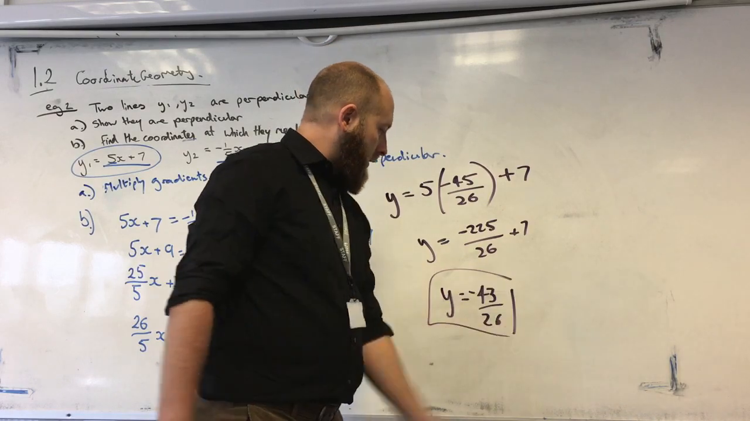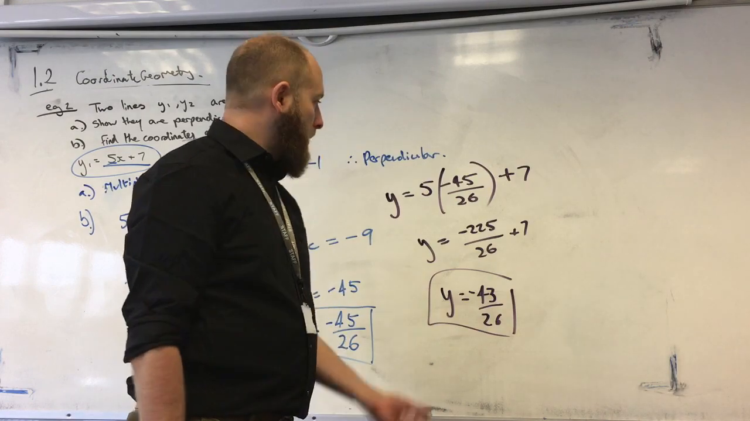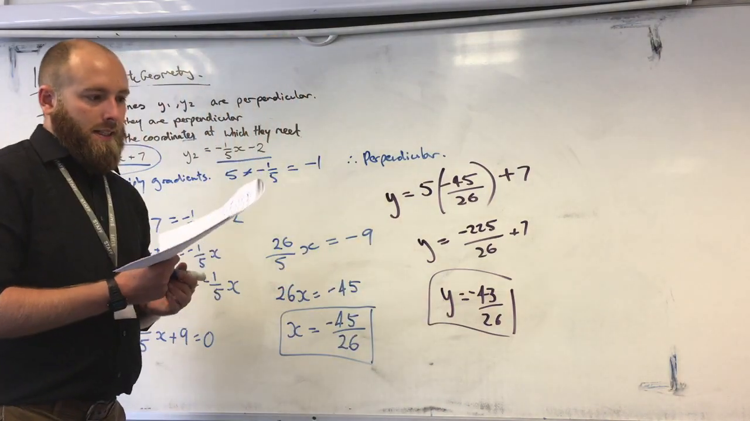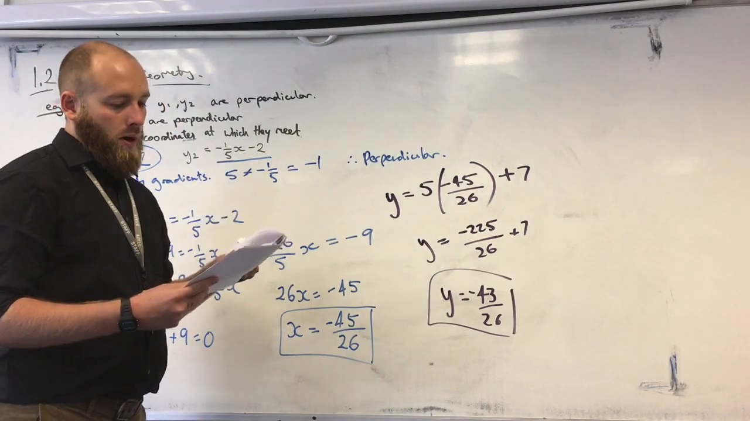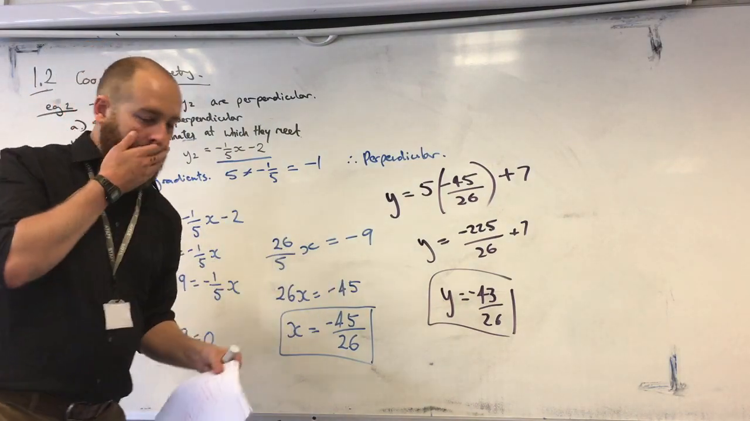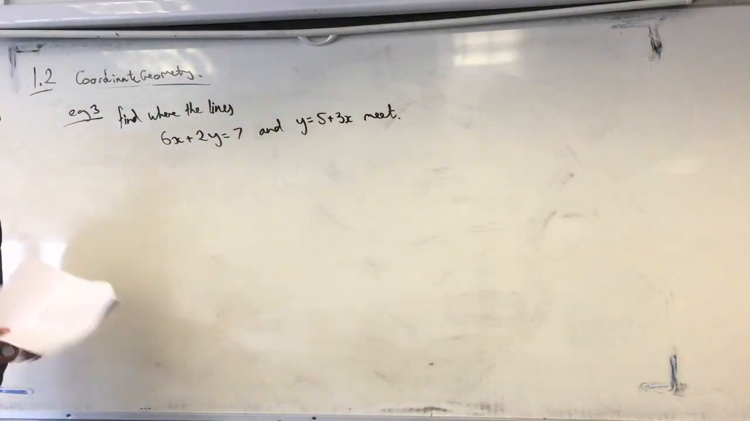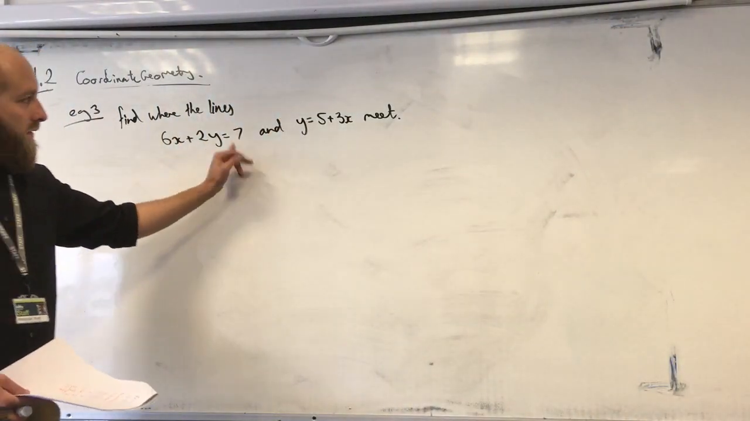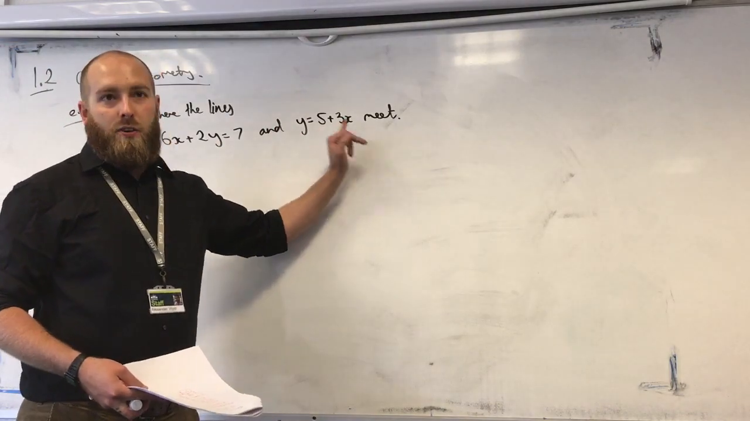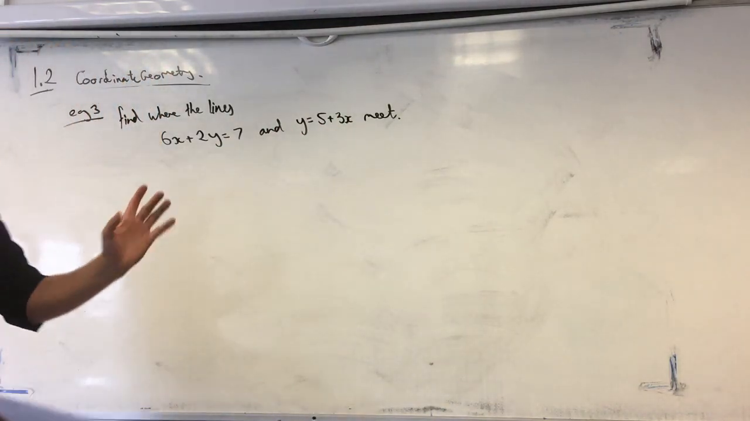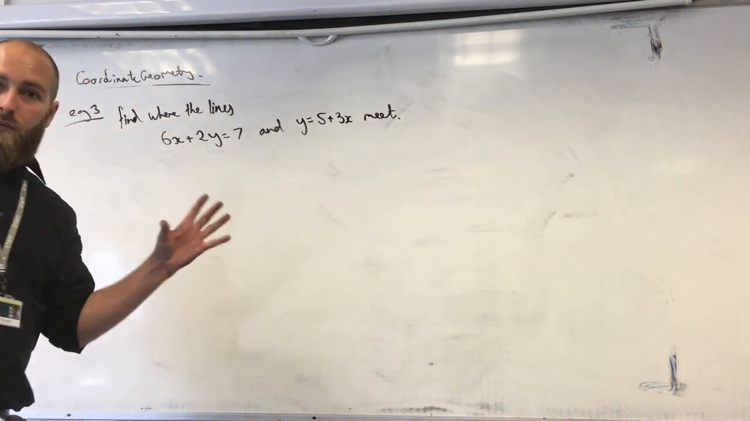You wouldn't ever want to do that in your head. You could, but it would probably be a waste of time. Anyway, so those are our coordinates of the intersection. Okay, one more example before we finish for today. So example 3, find where the line 6x plus 2y equals 7 and y equals 5 plus 3x meet. So we need to find where these two lines cross. If you guys want to pause it, you should be able to do this by now, and then I'll go through it in a second.